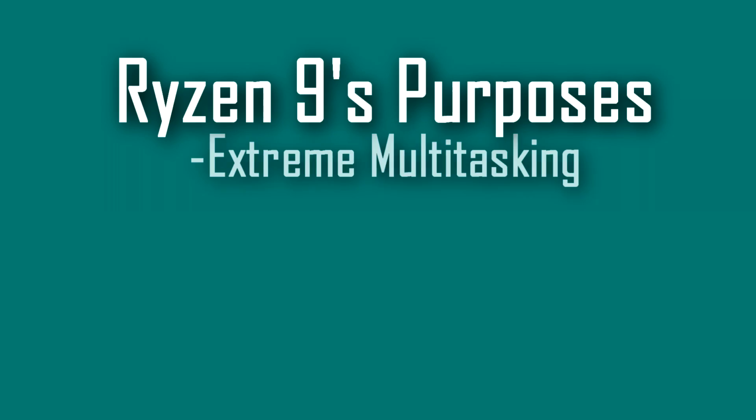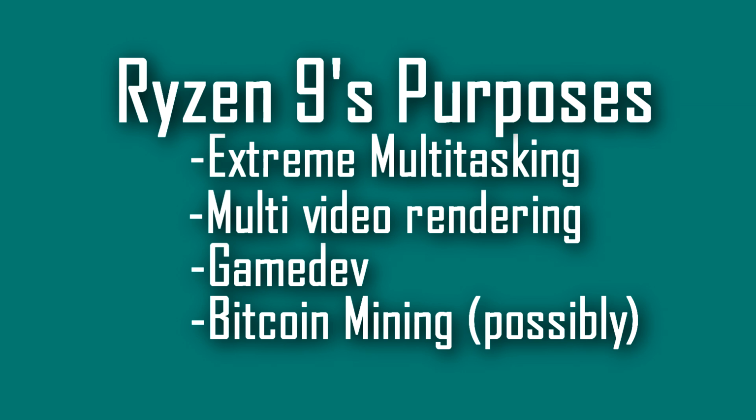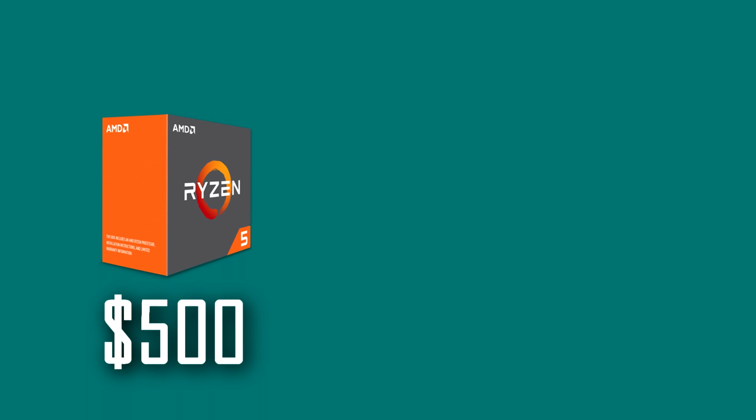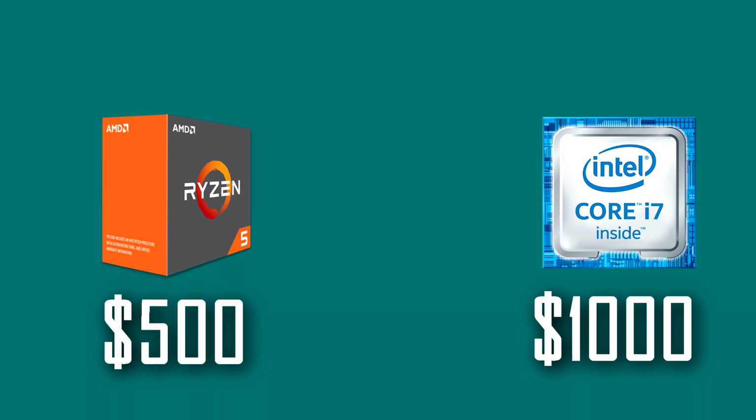The Ryzen 9 CPUs will still have a purpose, and that is extreme multitasking. If you are someone who needs to render multiple videos as quickly as you possibly can, running several resource-intensive applications at once, then this may be for you, or else you may just be throwing your money in the bin. Now the question is, how much will these cost in the end? The Ryzen 7 1800X sells for about $500, which is roughly half of that of the 6900K. It is pretty much a toe-to-toe competitor.